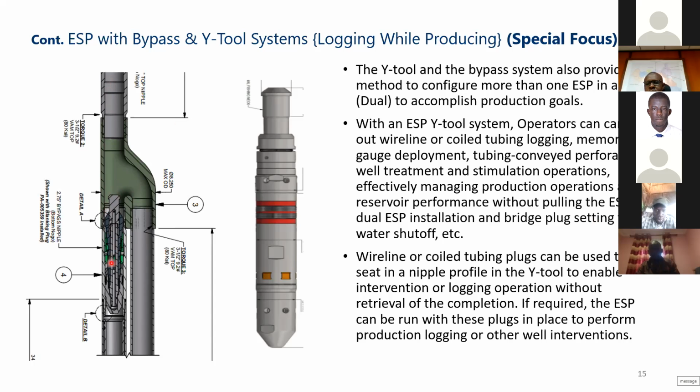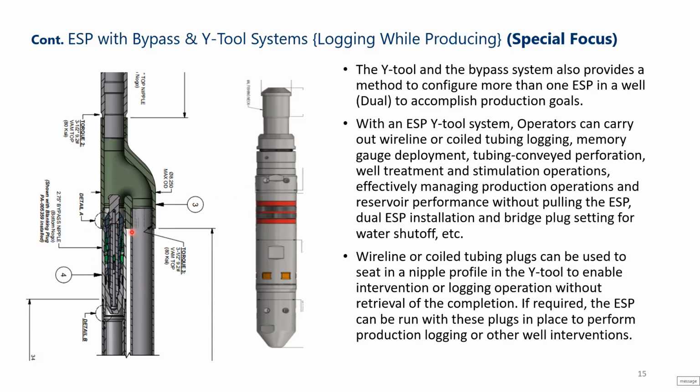This is how the Y tool looks like. Here we have the ESP side, the side that is offset to the production tubing. And the side that is concentric to the production tubing, we have a nipple profile here. So the Y tool here comes with a specific profile. This profile is matching with the size of the plug. So you will tell the wireline company, the coil tubing company, okay, this is the profile of the Y tool, and they will get a specific tool that is matching the profile that they can run through, and it will not have any obstruction here.